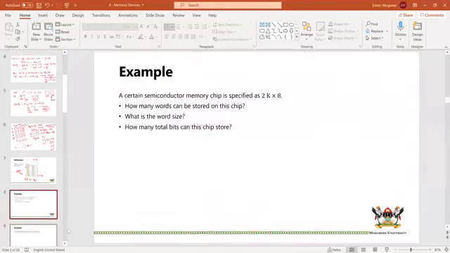So let us look at an example. We have a semiconductor memory chip specified as 2K by 8. How many words can be stored on this chip? Obviously, there are 2K, which is 2 times 1024, which is 2048 words. Okay, we've already looked at this. The word size is 8. Okay, so the word size is that part. And how many total bits can this chip store? It is 2048 times 8. I don't know what that is.